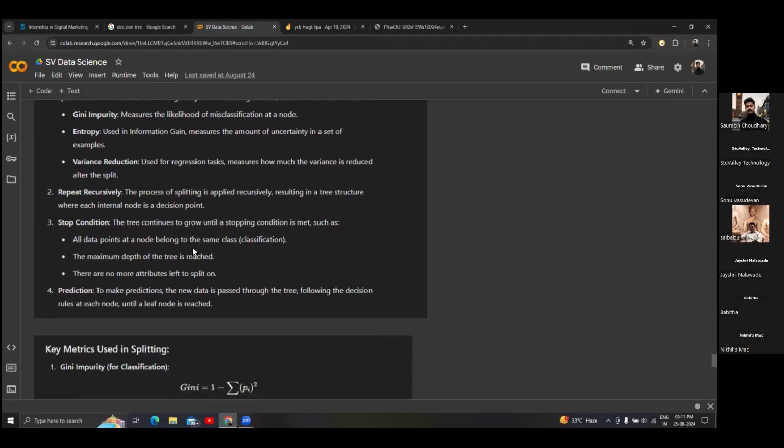Okay, what is repeat recursively? The process of splitting is applied recursively, resulting in a tree structure where each internal node is a decision point.